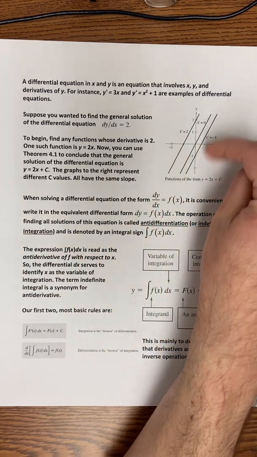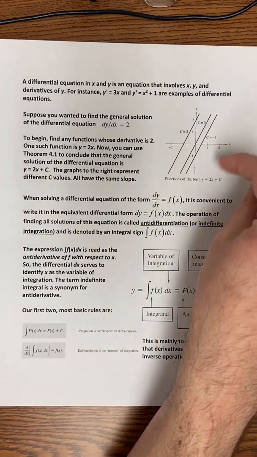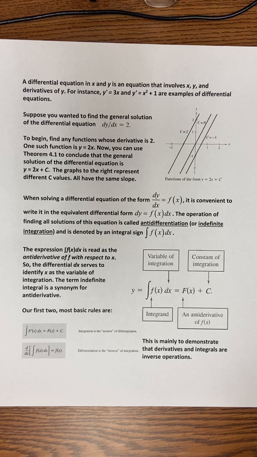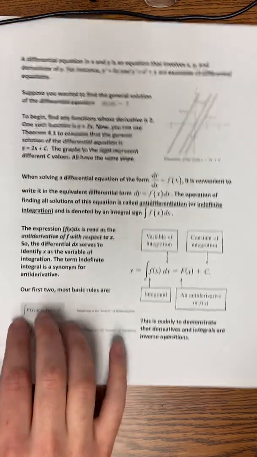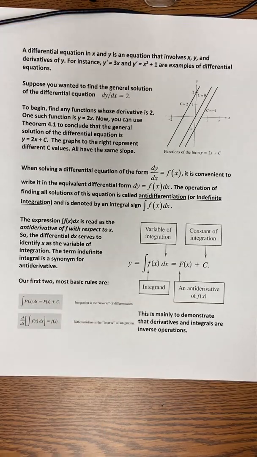And these are just a bunch of different lines with different plus c's that generally represent what your function could look like whose derivative is 2. And again, as I mentioned earlier, when you have dy/dx equals f of x, it's convenient to move the dx to the other side. The reason for that is when you're integrating, you would like to know what variable you're taking the integral of, or what you're taking the antiderivative of.